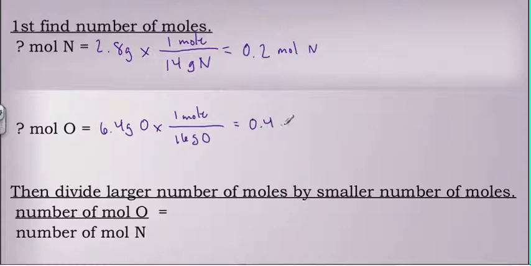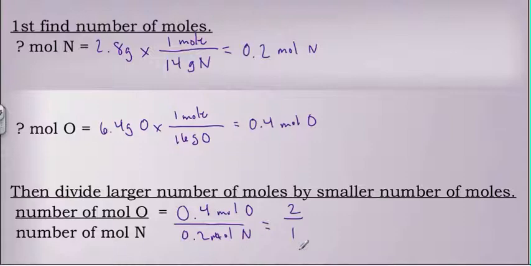And I get 0.4 moles of oxygen. The next step that's really important is to divide the larger number of moles by the smaller one. In this instance, oxygen is higher, so I'm going to divide 0.4 moles of oxygen by 0.2 moles of nitrogen. The number I get is a 2-to-1 ratio here. So 2 to 1, or really 2.